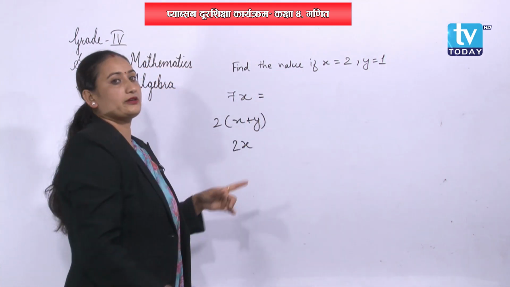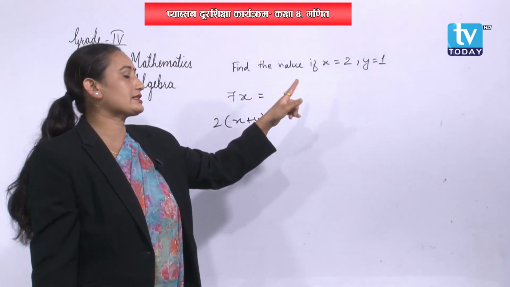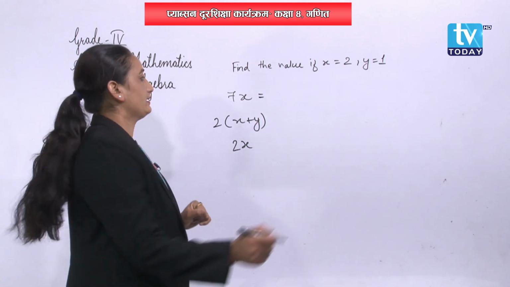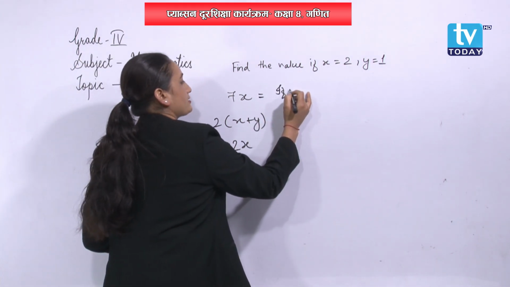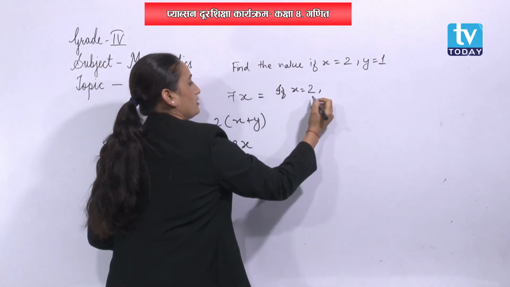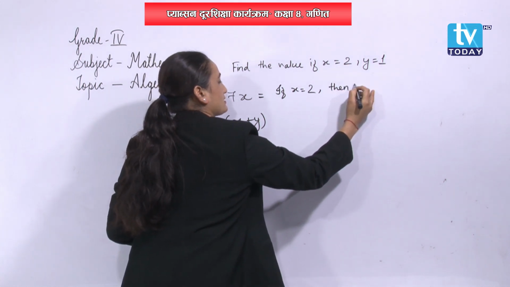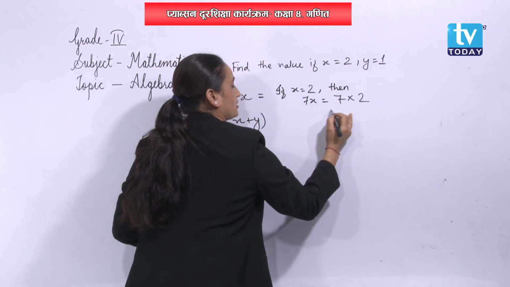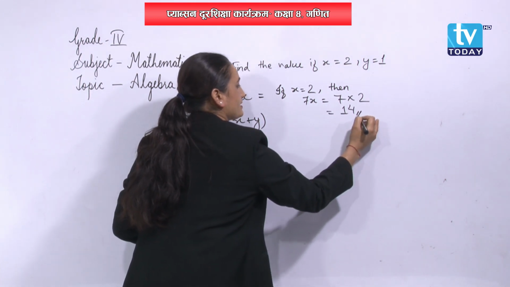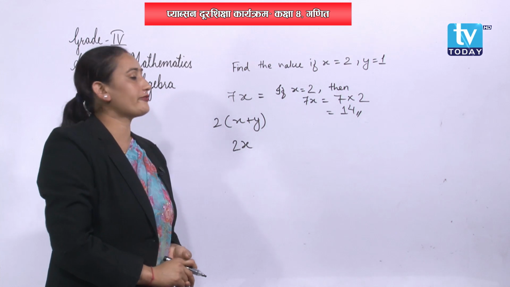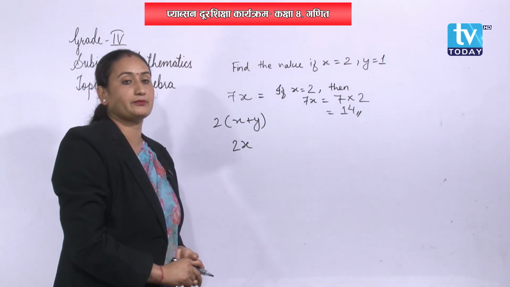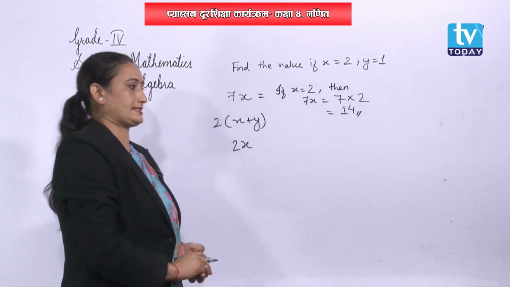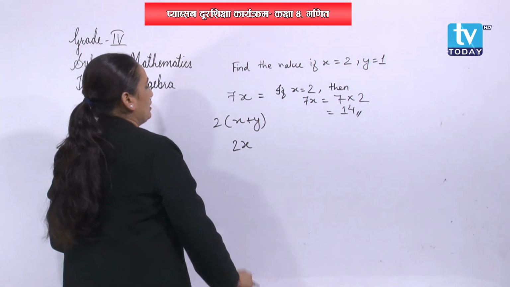If the question is find the value if x equals 2, y equals 1, how to write? If x equals 2, then 7x equals 7 into 2 equals 14. This will be the answer. Can you find the value by substituting the value given over there? Yes. Now, second is what?